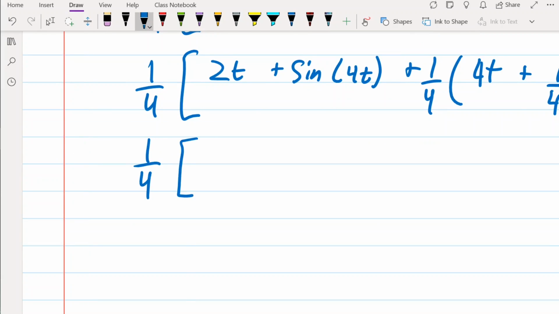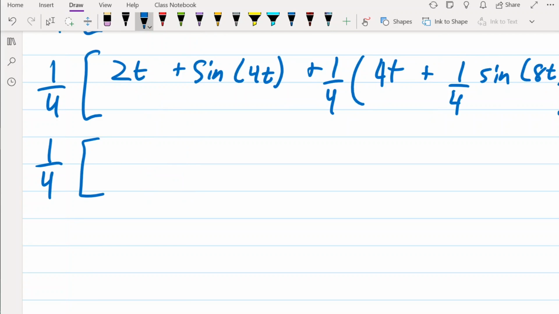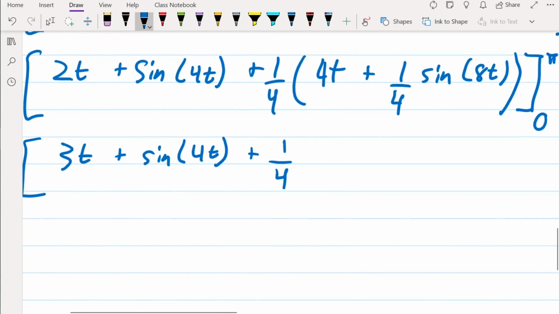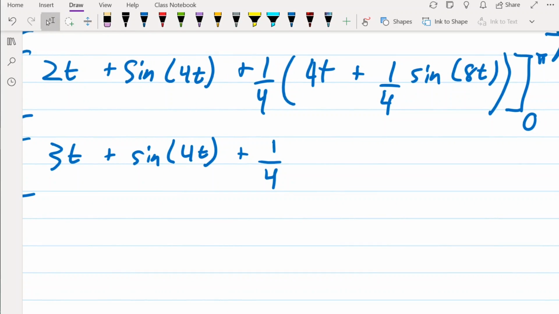And simplify. This all gets distributed, so that means we get 1t there, so it's 3t plus sine of 4t plus 1 over 4. Actually, that'll be 1 over 16 sine of 8t from 0 to pi.